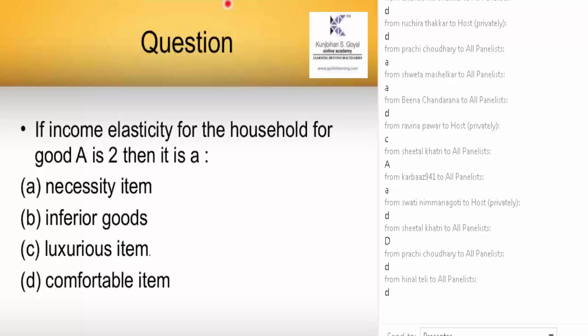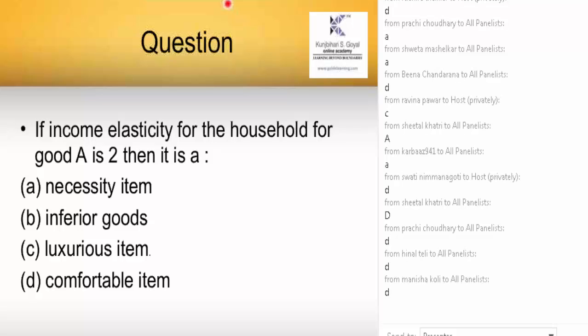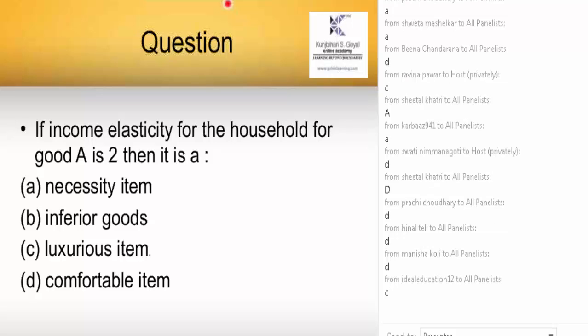See, दो मतलब is more than one, is greater than one. When we say income elasticity is 2, it means it is greater than 1. Here, simple चीज है, the commodity has to be a luxurious commodity. Why luxurious commodity? क्योंकि हमने कहा था, you will also use your past savings to buy a diamond, right? Hence, the correct answer is luxurious commodity, right?